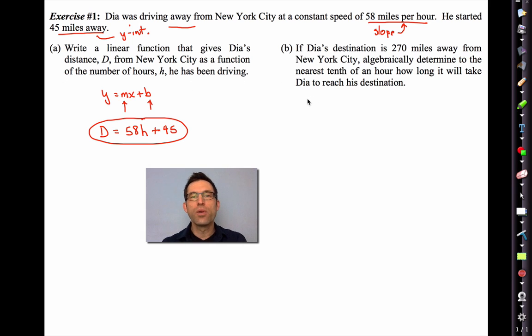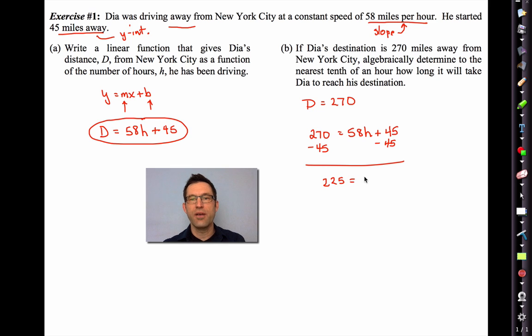Well, what we were told in letter B is that we want to find out how many hours it takes for d to be 270. So we just take our linear model, put in 270 for the distance, the output, and then we solve for the input doing some pretty standard algebraic manipulation. 225 equals 58 times h. Divide both sides by 58. And h will be about 3.9 hours. Doesn't turn out to be the nicest number, as is often the case with real-world math.